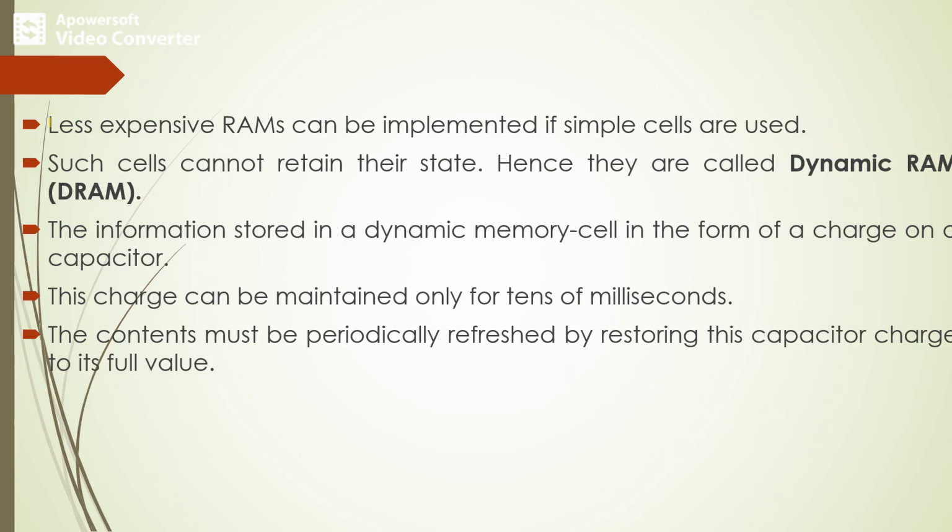Less expensive RAM can be implemented if simple cells are used. Such cells cannot retain their state, hence they are called dynamic RAM or DRAM cells. DRAM cells cannot retain their state during the occurrence of any power failure. The information stored in a dynamic memory cell is in the form of a charge on the capacitor.